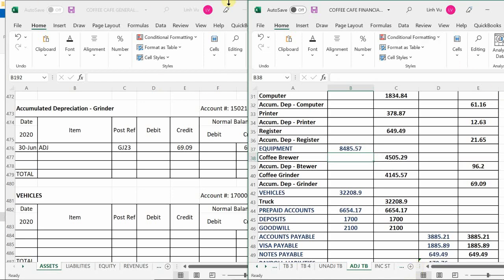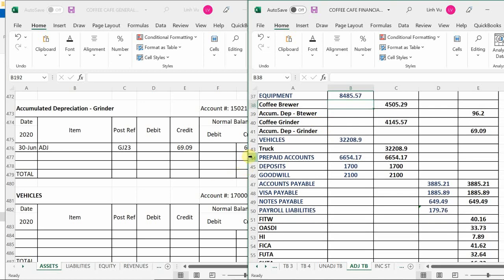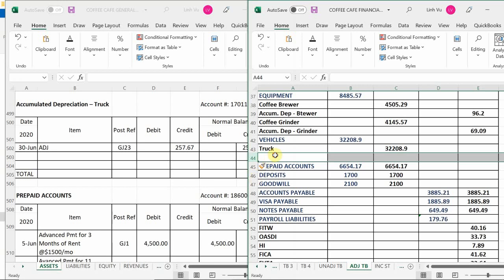That is called the book value, because that's what we're doing. We're solving for the book values of each one and just adding it up. Okay. Vehicles. We have the depreciation on the vehicle for a total of $257.67.